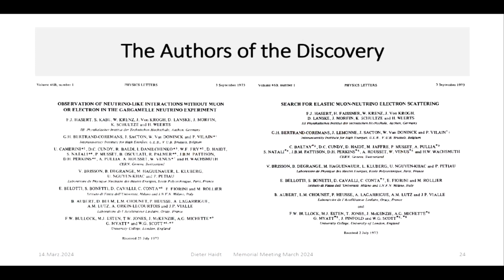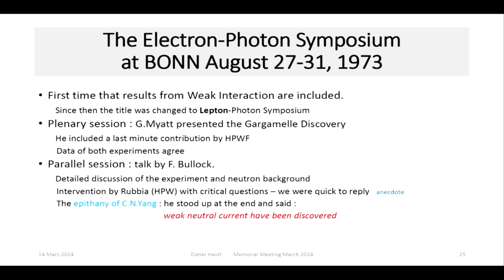Here are the authors of the discovery, 60 authors altogether, a big collaboration. The discovery was then presented at the Electron Photon Conference 1 month later, on August 27 to 31, and Gerald Myatt was presenting the Gargamel data. He was asked to include also a last-minute contribution from the HPW group, and there was no discrepancy between these. In the parallel session by Fred Bullock, as speaker, the details were given.